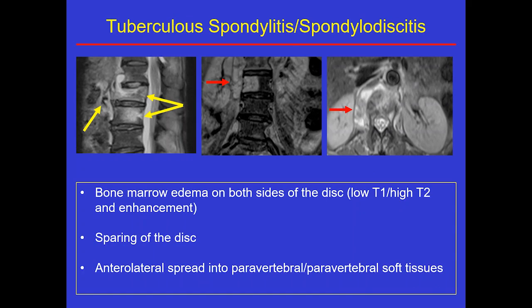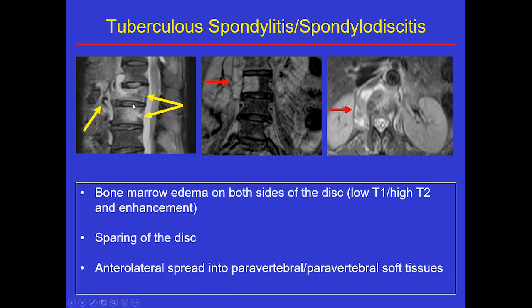Okay, so the yellow arrows show us the bone marrow edema on both sides of the disc space here, a lot of high T2 signal on both ends of the vertebral body straddling that disc space, so low T1, high T2, and then enhancement. If you notice, compared to the other case we saw in the first example, the disc space is relatively well preserved. There's no significant loss of disc height.